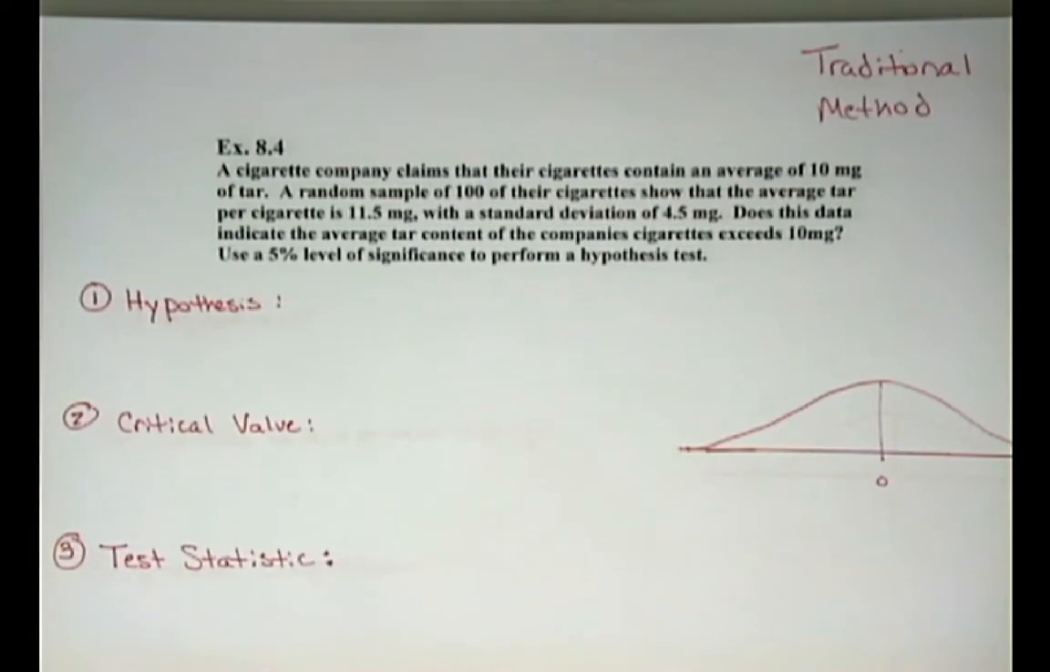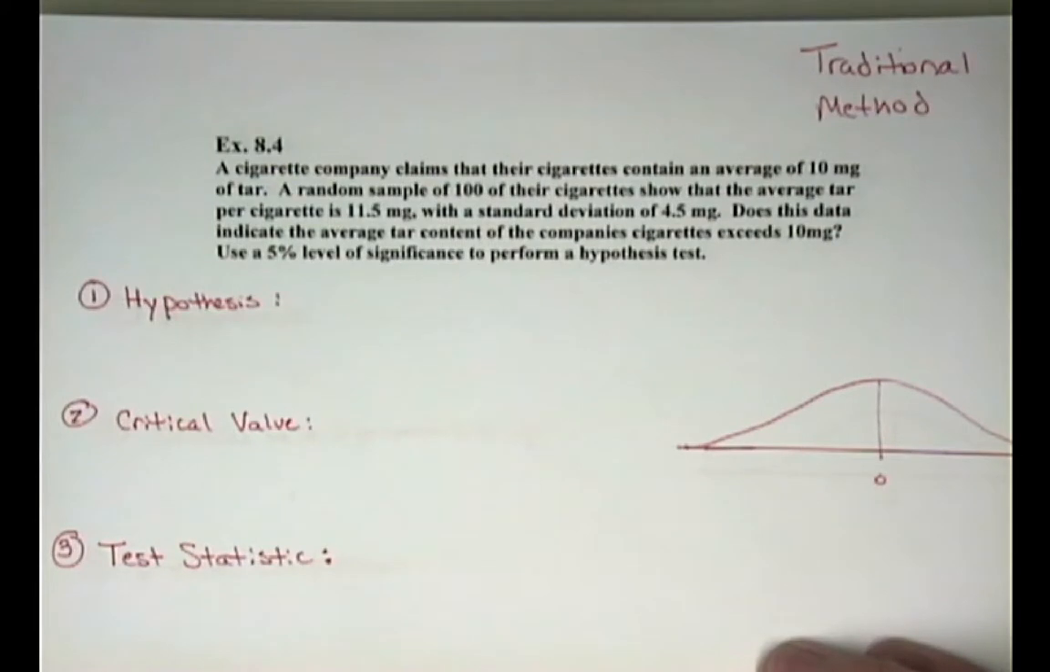Okay, so we have a one sample situation here, and it says that a cigarette company claims that their cigarettes contain an average of 10 milligrams of tar. A random sample of 100 of their cigarettes show that the average tar content per cigarette is 11.5 milligrams with a standard deviation of 4.5 milligrams. Does this data indicate the average tar content of the company's cigarettes exceeds 10 milligrams? Use a 5% level of significance to perform a hypothesis test.